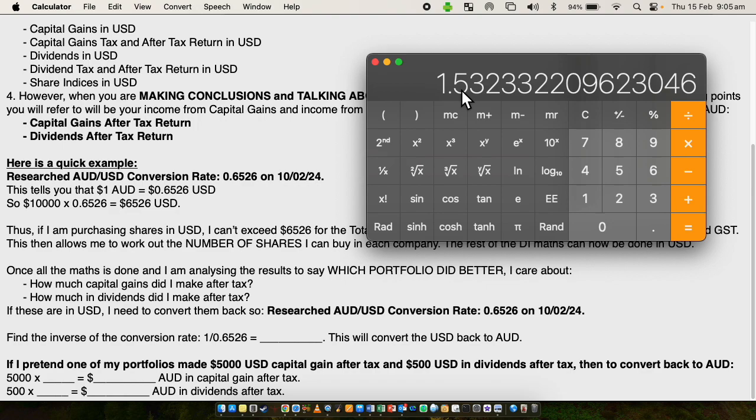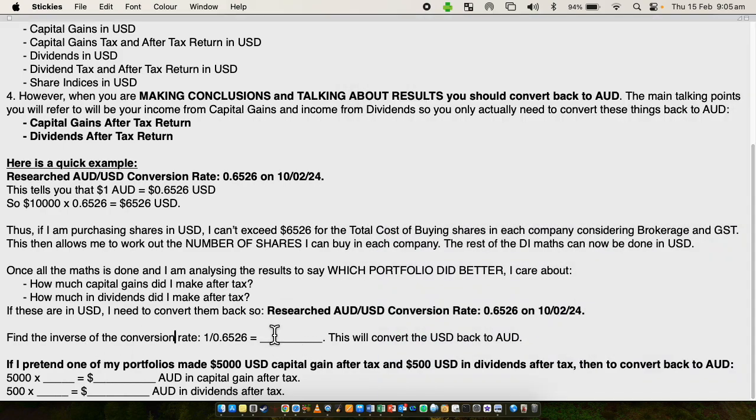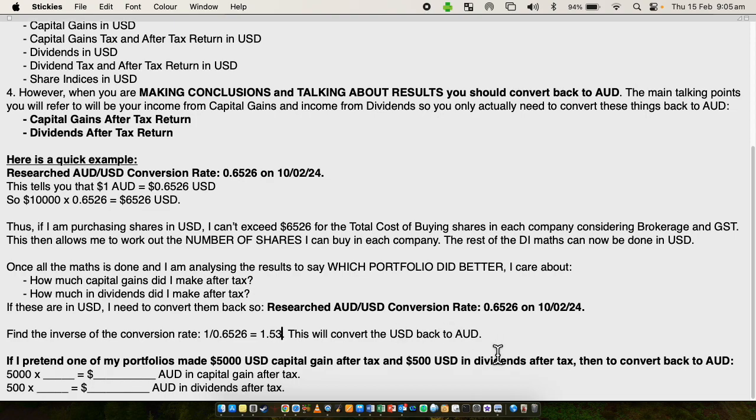So if I'm converting US money back to Australian, what happens to it? Does it get bigger or does it get smaller? Bigger. Just bigger, because this 1.53 is larger than 1. So I'm just going to times by 1.53. This will convert the US dollars back to AUD.